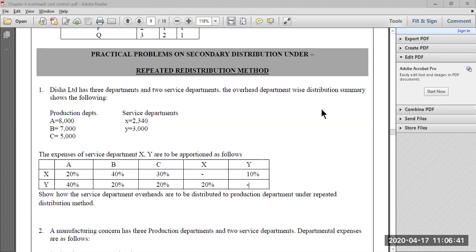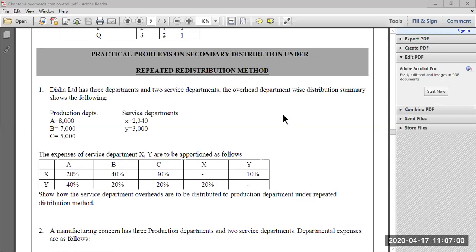departments. But under this repeated redistribution method, whatever overheads we have in service departments will not be entirely allocated or redistributed to production departments in secondary distribution, but also to other service departments. So that is the speciality of this method.